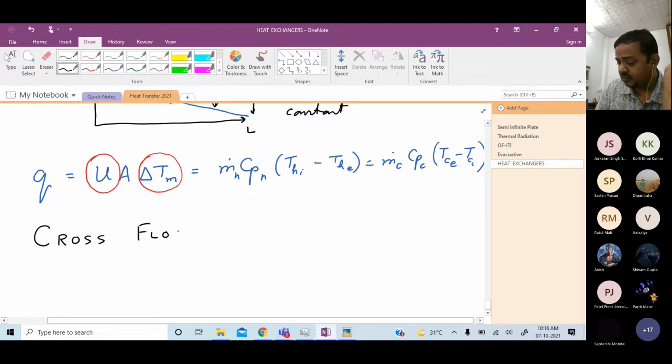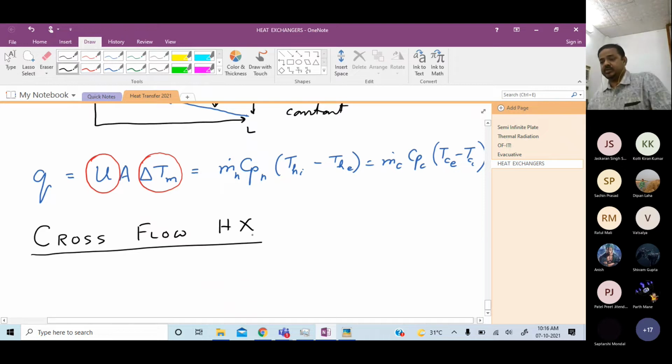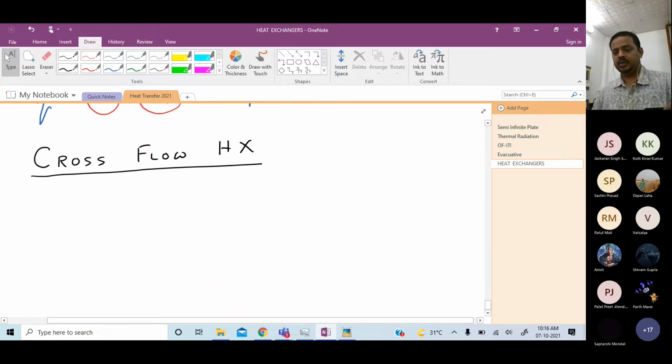What about a cross flow heat exchanger? How do I find out delta T? Important question, right? So before that, let us think about cross flow. Remember, we talked about unmixed and mixed. We saw the configurations definitely, but what does it mean? Okay, what is different? So let us take three cases here.